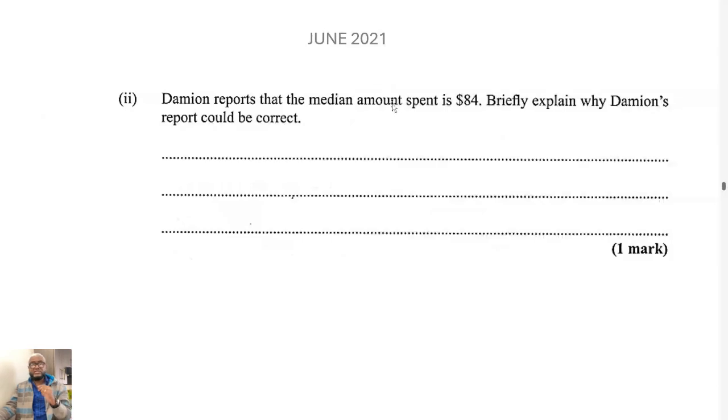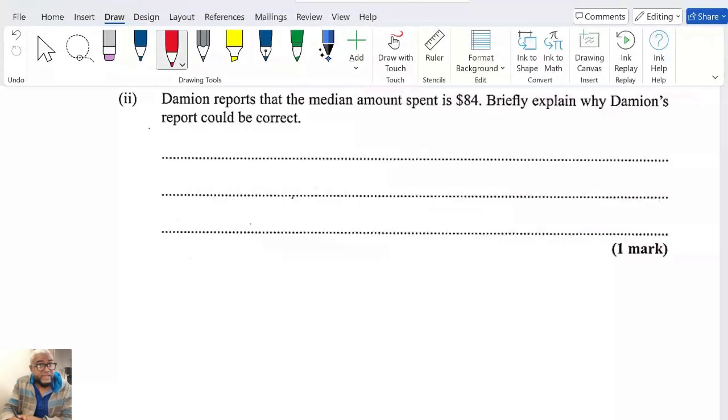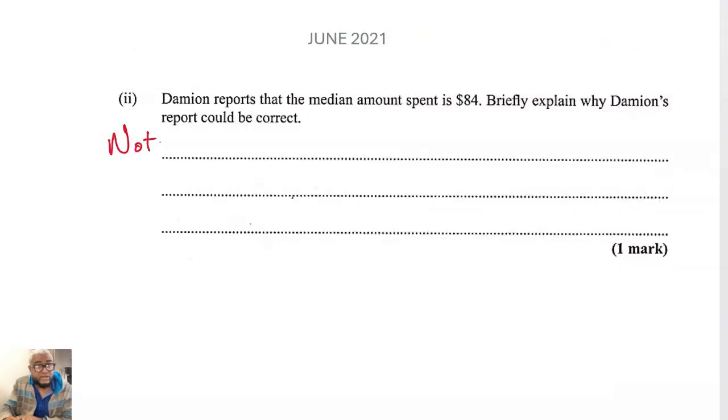Damian reports that the median amount spent is $84. Explain briefly why Damian's report could be correct. So Damian has called a figure, right? And he said the median amount, by the way, median means middle number. Let me put a note on that one time because a lot of people watching this might be coming back to it for the first time.